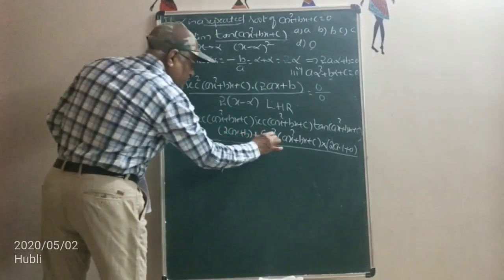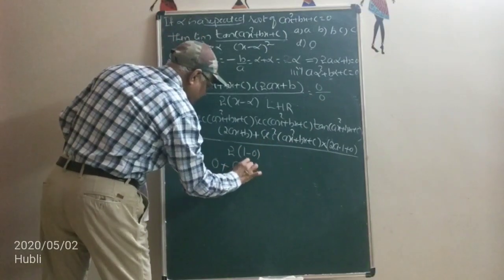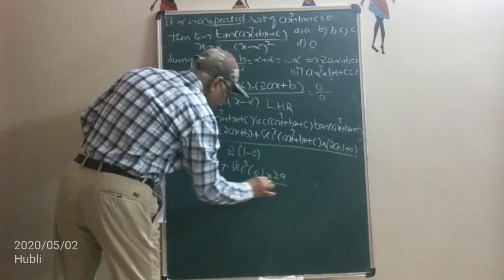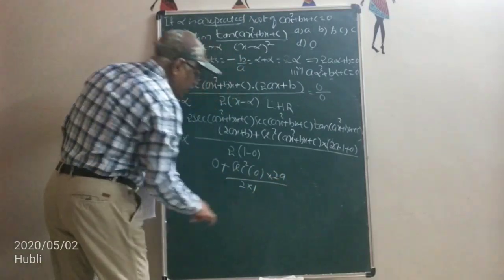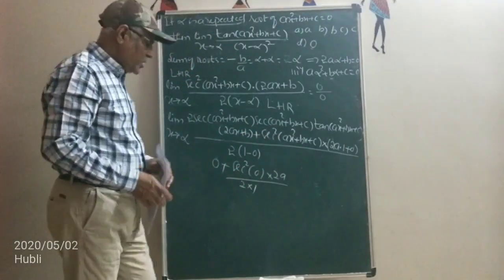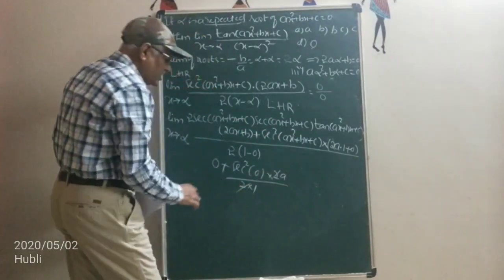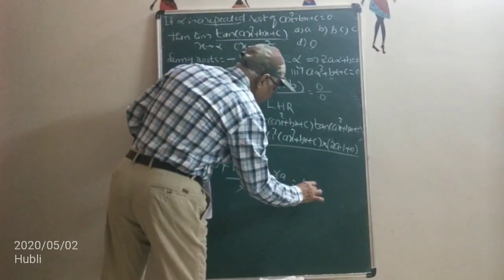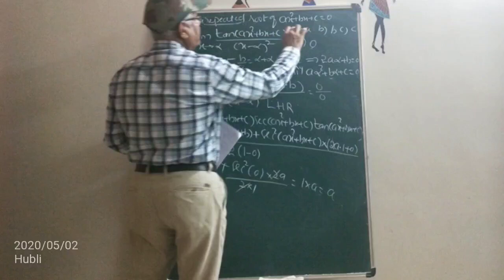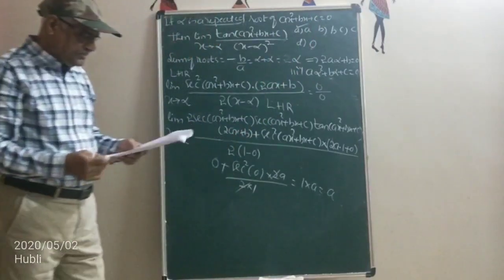Then plus this expression, sec²(0) and into 2a divided by 2 and into 1, because this is 0, sec²(0) plus 2a. Now this 2 and 2 get cancelled. Sec 0 is how much? 1, and into a equal to a is the answer. So which option? That is the first option is the answer.